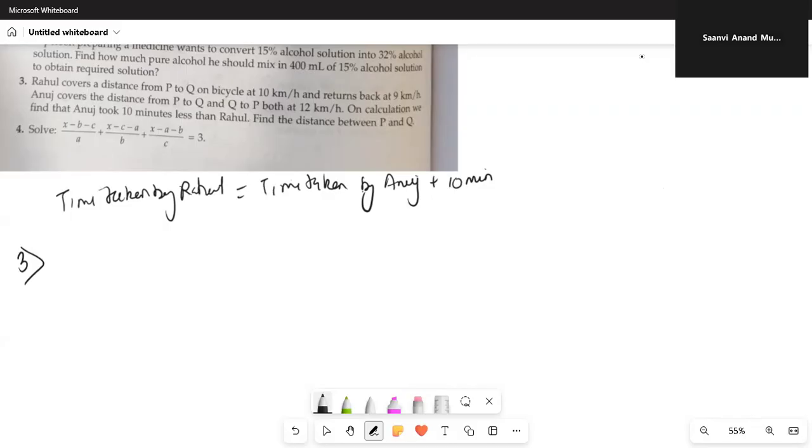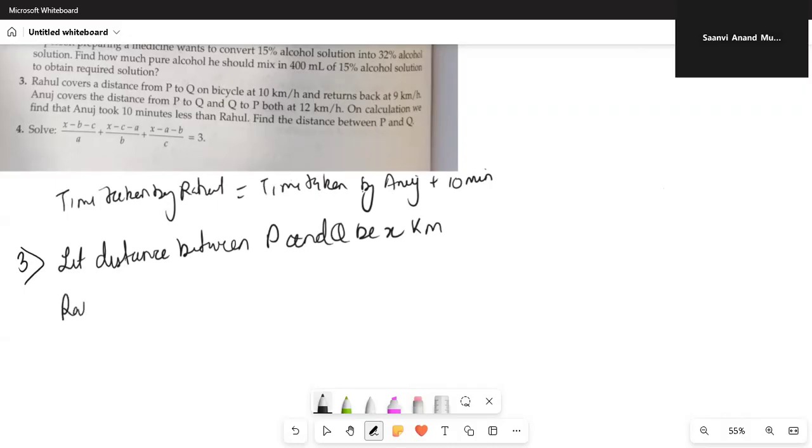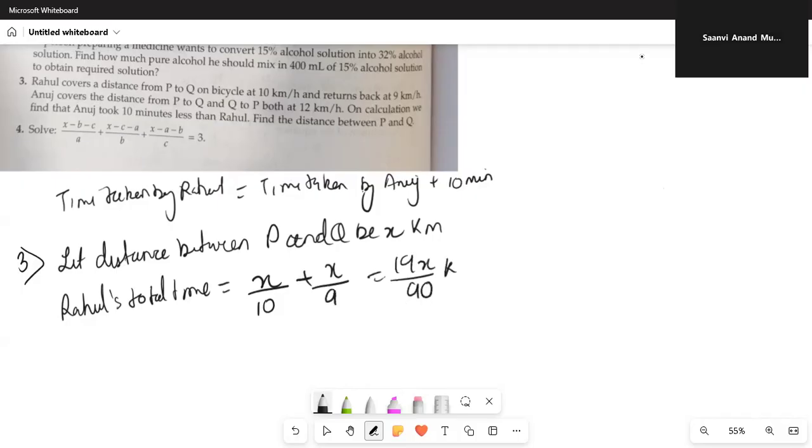So let the distance between P and Q be x kilometer. So here you can say Rahul's total time is the distance by first speed plus the distance by second speed. Okay, so we can make it as 19x upon 90 kilometer per hour.